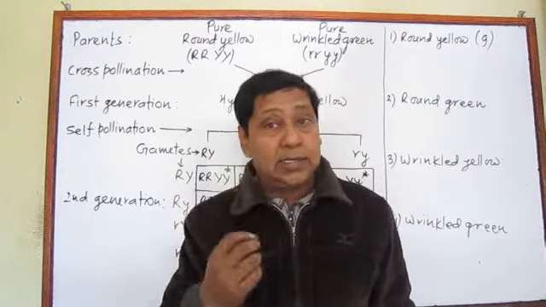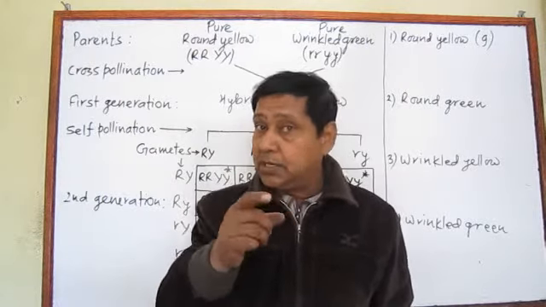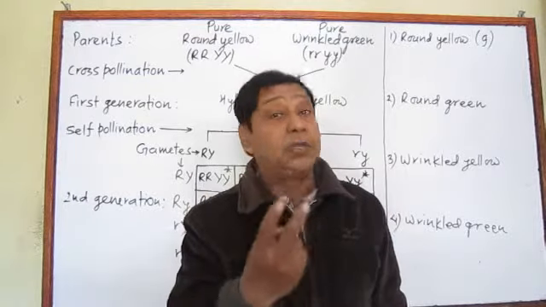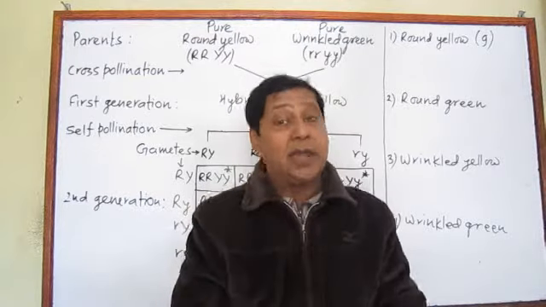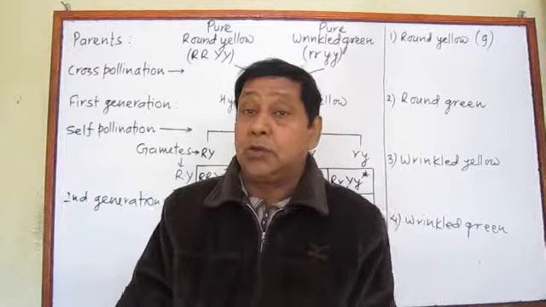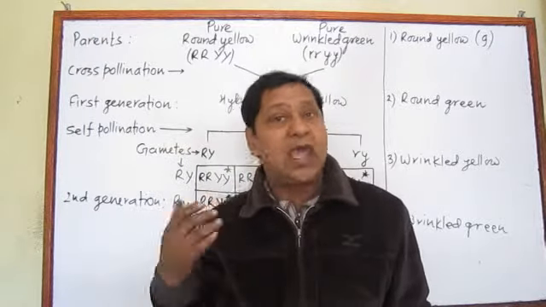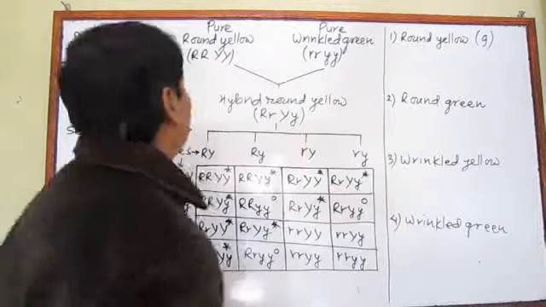What are these two characters? Number one, texture of the seed. Number two, color of the seed. Texture of the seed and color of the seed, two characters are taken, and what happens in first generation and second generation, it is recorded. That's why this is called dihybrid cross. In this experiment, what is done?